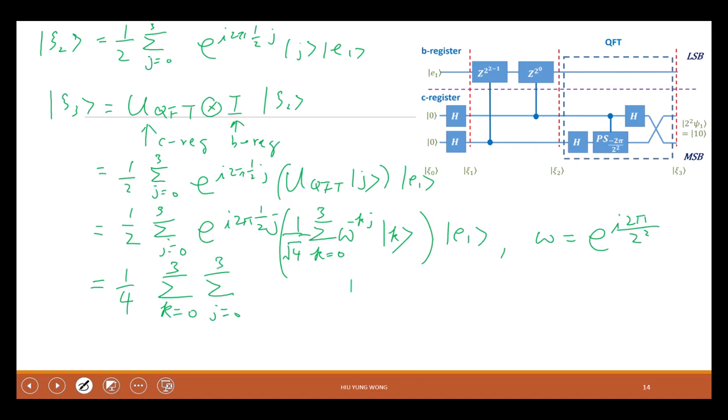Here I put a k. The only thing I need to care about is this: e to the power i 2 pi 1/2 j minus kj. Omega to the power negative kj, which is e to the power i 2 pi over 4. I need more space.